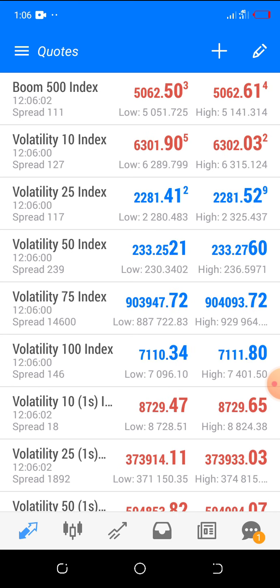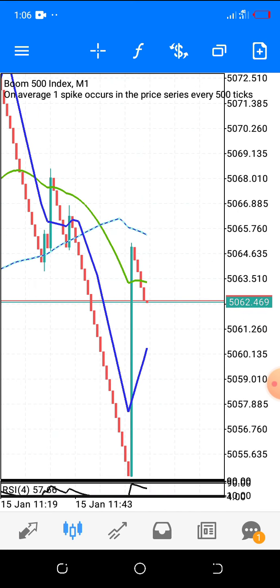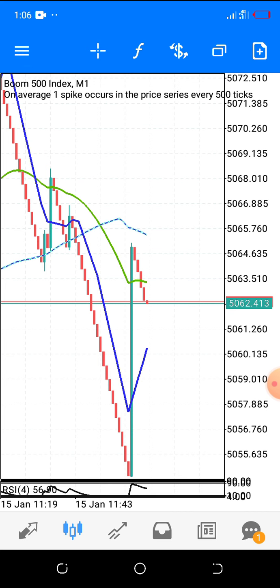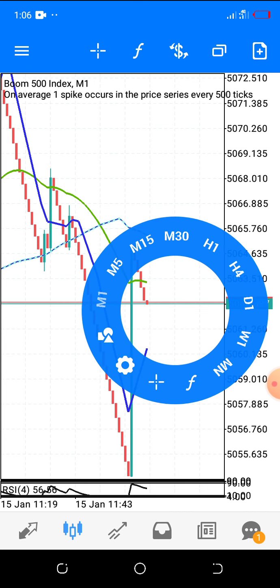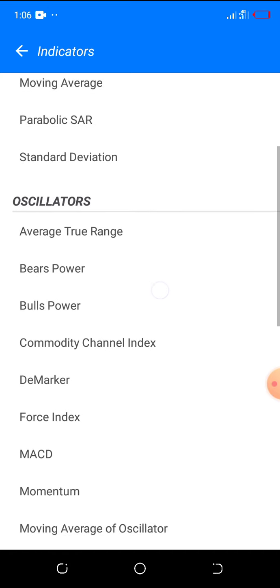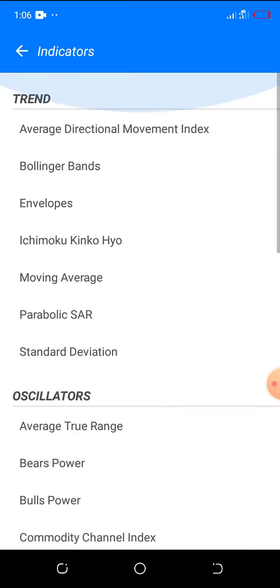So in this video, I'm going to share with you how you can create your own indicator, or rather how you can combine your own indicator, all right, and use it for the purpose that you actually have in mind. So I'm going to show you the different indicators that we have. All right, so we have them in categories. Here we have trend, we have oscillators, we have volumes, and we have Bill Williams.